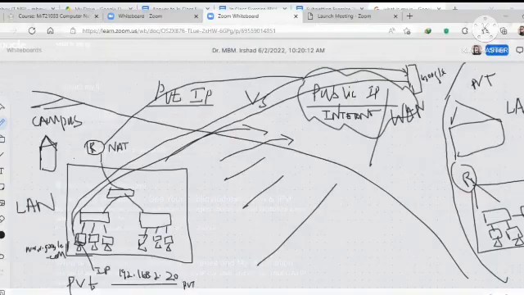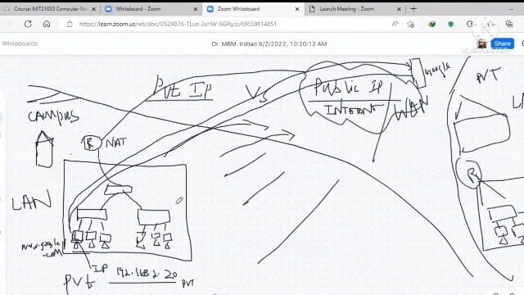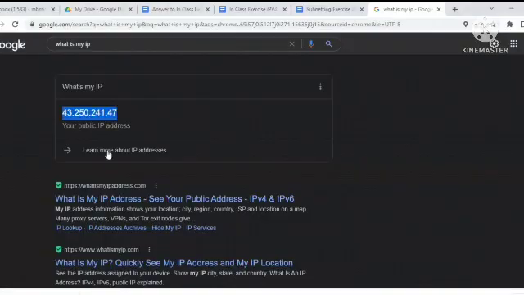So this is a private IP: whatever IP address you have assigned within the network, within the local area environment, is the private IP. If you want to go to the internet, you need a public IP. The public IP is costly. The public IP is the one you need to buy.